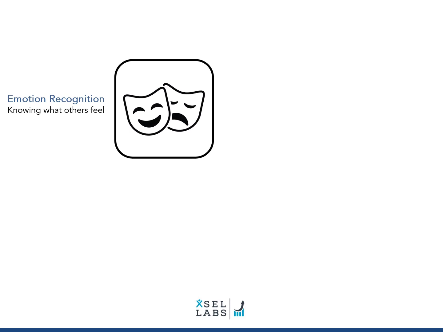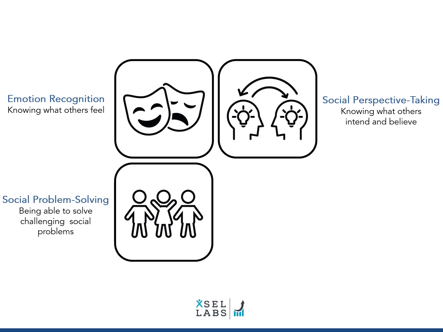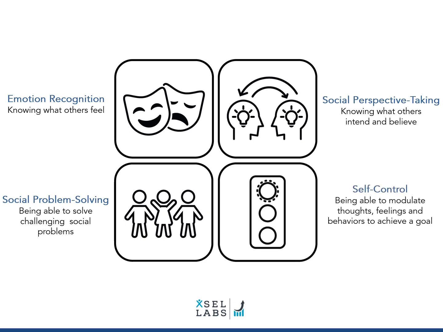First is emotion recognition, which involves knowing what other people feel. Second is social perspective taking, which involves knowing what other people intend and believe, really being able to step into somebody else's shoes to see things as they do. Third is social problem solving, which has to do with the ability to understand and navigate challenging social situations. And last is self-control, which is about the ability to voluntarily modulate thoughts and feelings to achieve a goal.